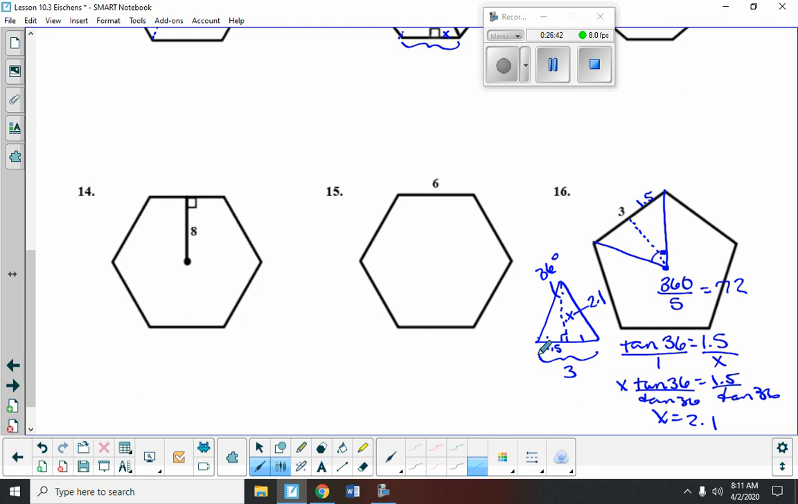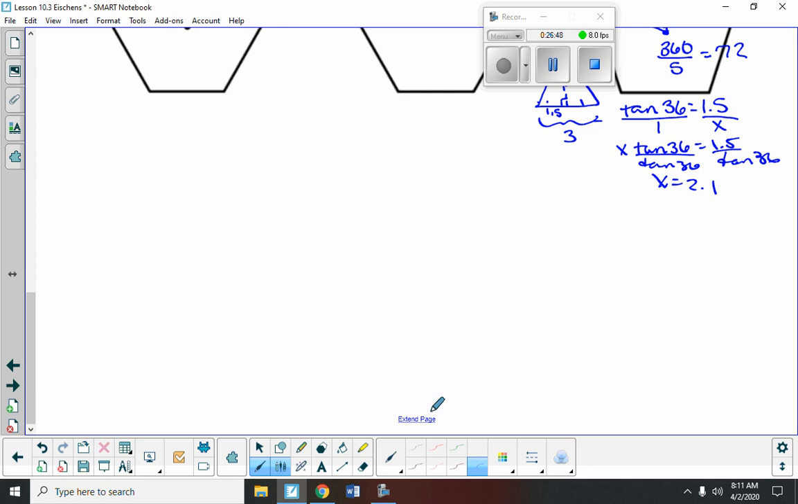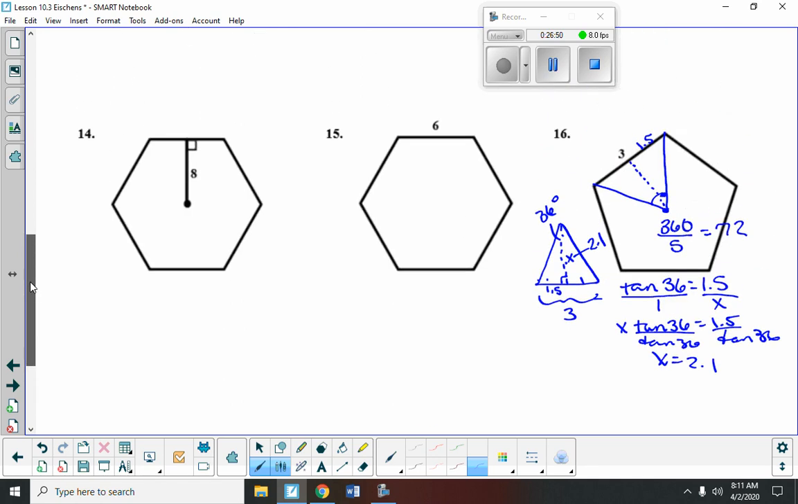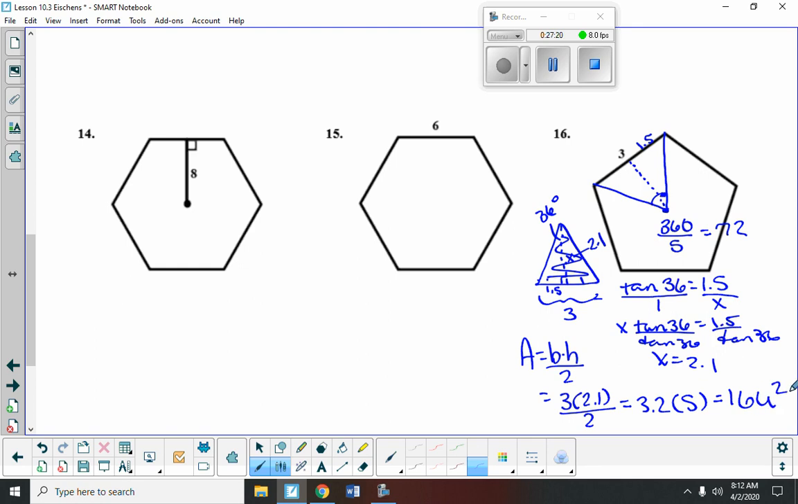Okay, now you know the base, you know the height, so we can find the area of that triangle. Oops, I don't want to go up quite that far. So the area of the triangle, base times height divided by 2. Your base is 3, your height is 2.1 divided by 2. And that gives you 3.2 approximately. And because it's a pentagon, there are 5 of those triangles. You have to multiply by 5. And that gives you 16. So it would be 16 units squared. That would be your answer for that one.